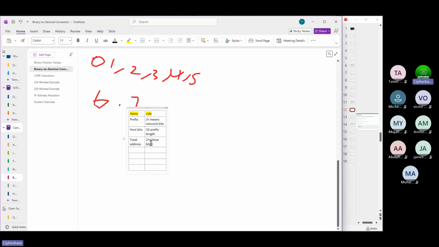Yeah. So we have what is called usable host. In front of it, we have total address. Under the usable host, that's total address minus 2. I will explain why the minus 2 is there.